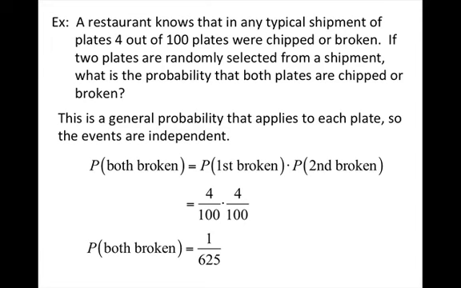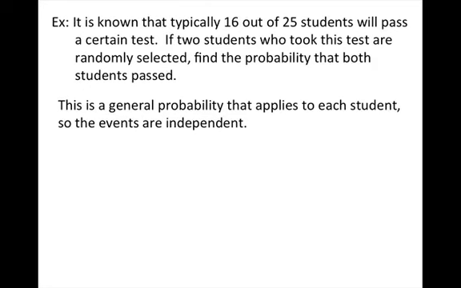In the next example, it's known that typically 16 out of 25 students will pass a certain test. If 2 students who took this test are randomly selected, find the probability that both students passed. Well, this is just a general statistic. So this is a general probability that applies to each student. So the events are independent.